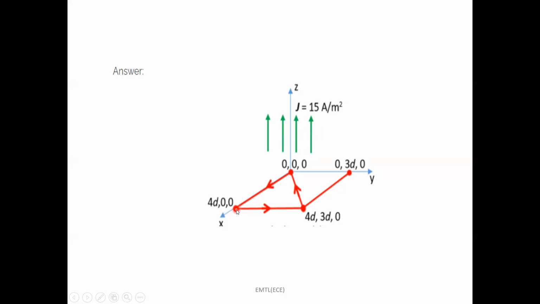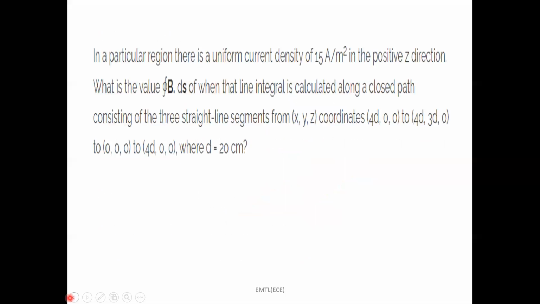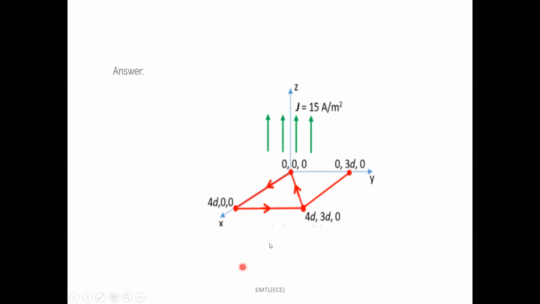Now a closed path is starting from (4d, 0, 0) to (4d, 3d, 0). So here it is the starting point. Now it is traveling from (4d, 0, 0) to (4d, 3d, 0), and finally to the origin, and again (4d, 0, 0). Based on these three coordinates, we can easily determine the value of (0, 3d, 0) also.